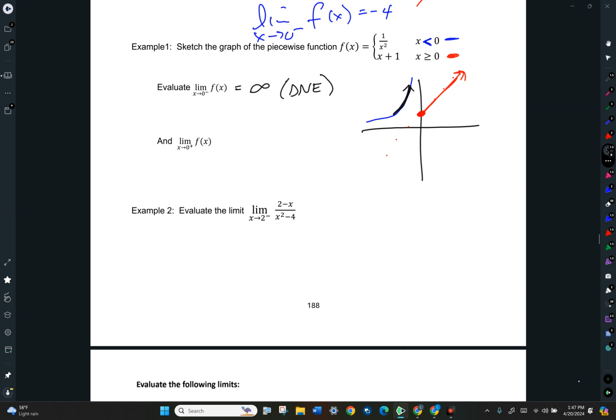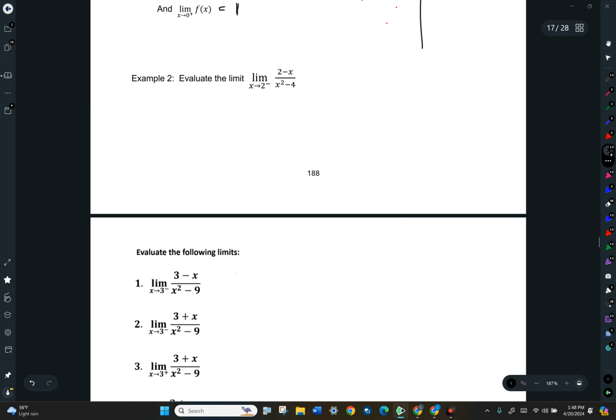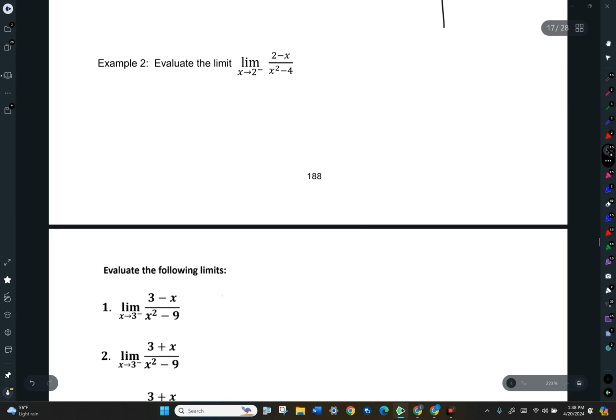And then look at the next part. It says, the limit as x approaches 0 from the right. Well, if I come in on this graph towards 0 coming from the right side, it looks like the y values are going towards 1. Okay, so I looked at two separate sides. Now, look at this one. It says find the limit as x approaches 2 from the left.